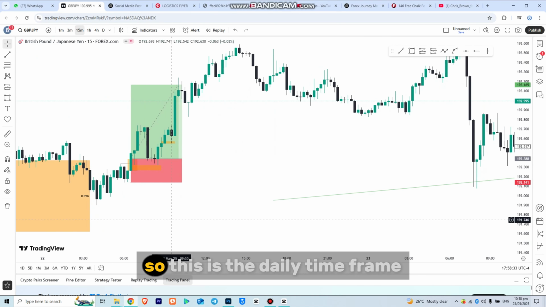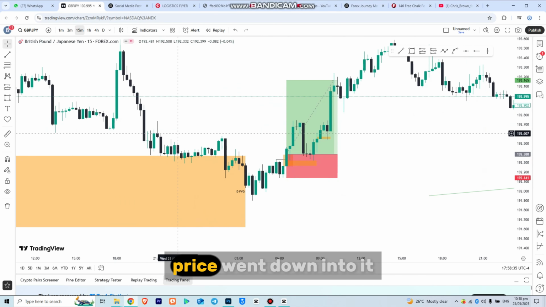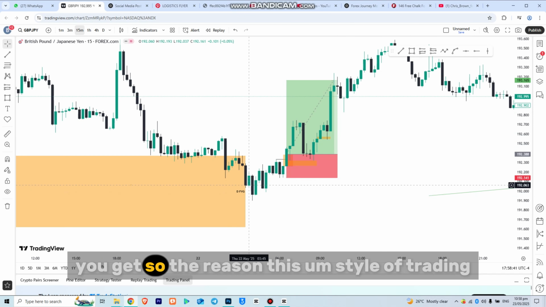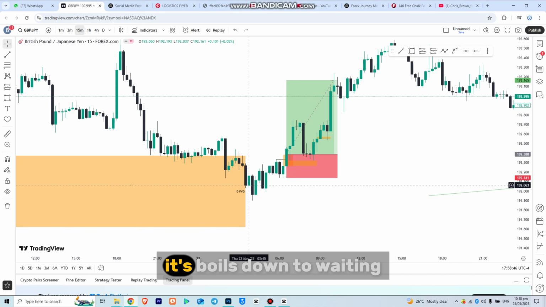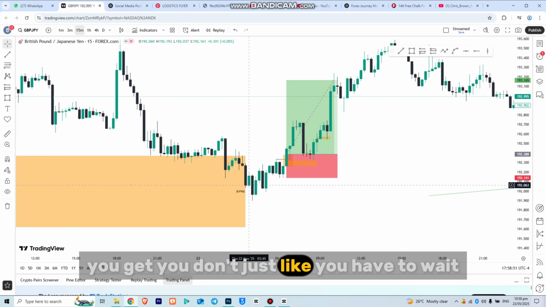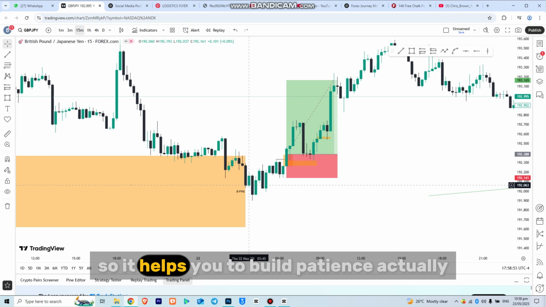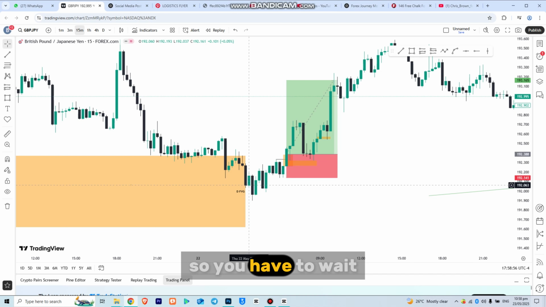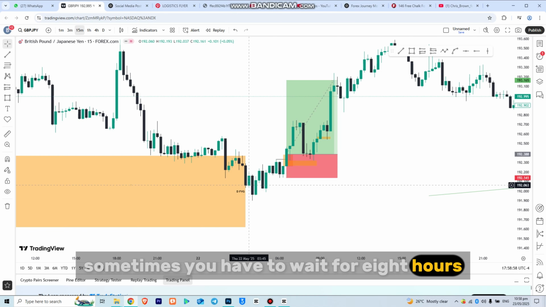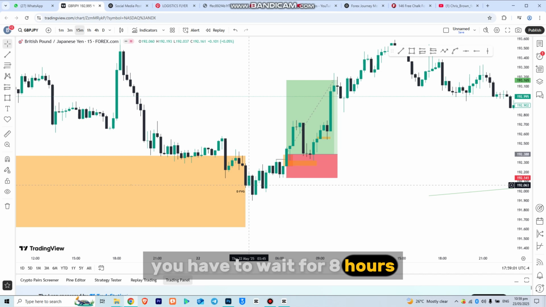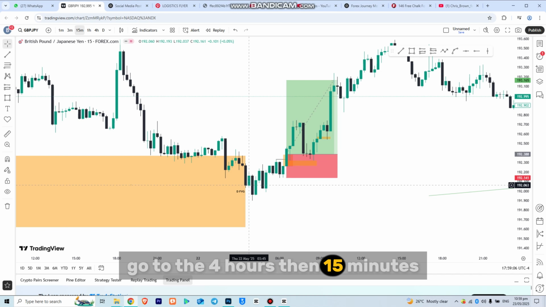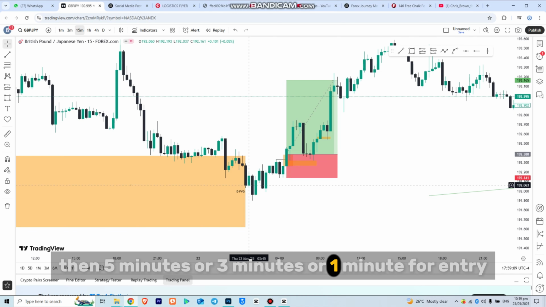Alright, so this is the daily time frame. Price went down into it. This style of trading boils down to waiting. You have to wait. It helps you to build patience actually. Sometimes you have to wait for 8 hours, because I start from daily, go to the 4 hours, then 15 minutes, then 5 minutes, or 3 minutes, 1 minute for entry.